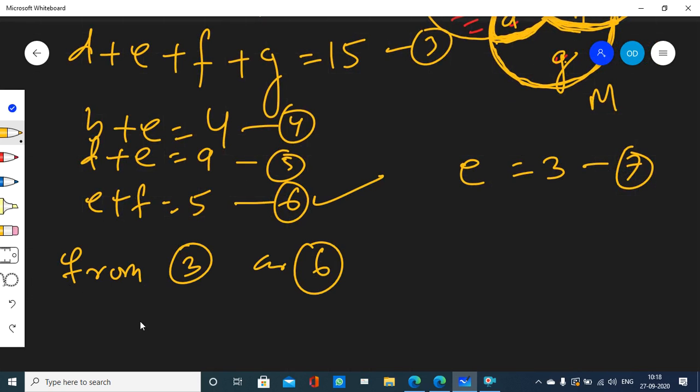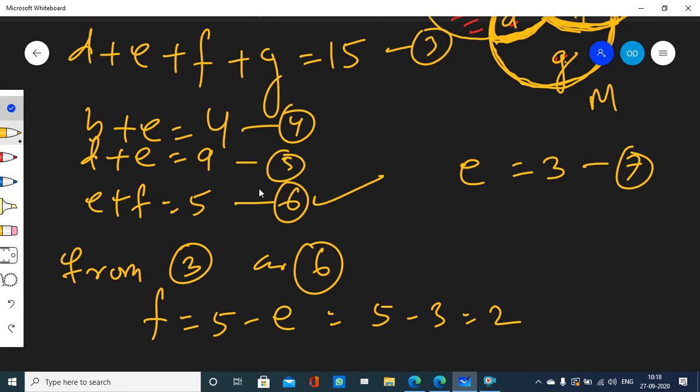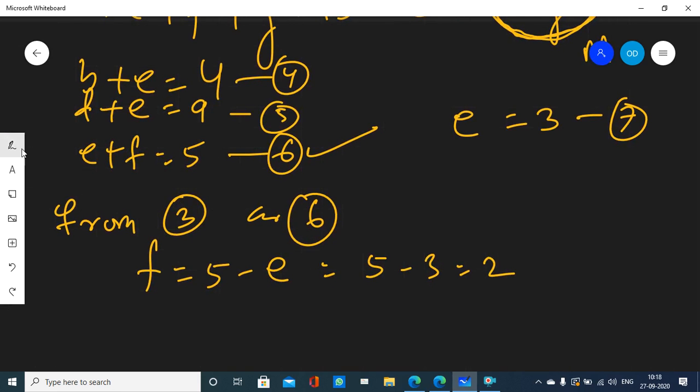Yes, sir. Because equation 6 says E plus F is equal to 5. So F is equal to what? 5 minus E. And E is 3. So 5 minus 3 is equal to 2, right? Everybody get it? So the value of F is obtained as 2. Remember, the value of F is obtained as 2.